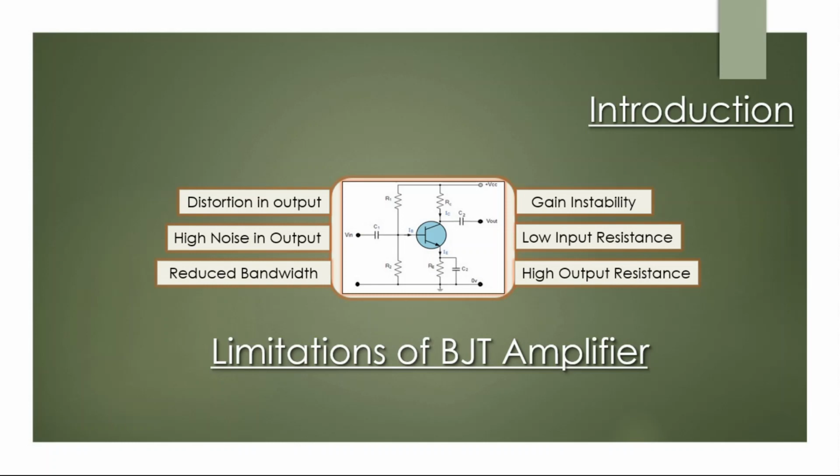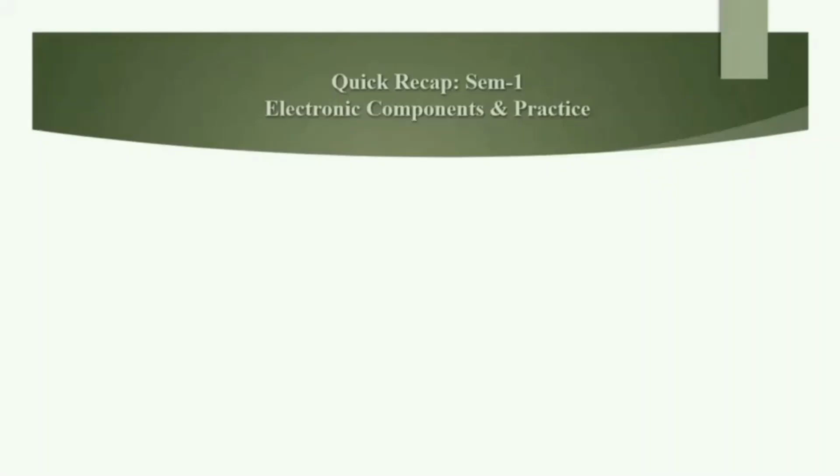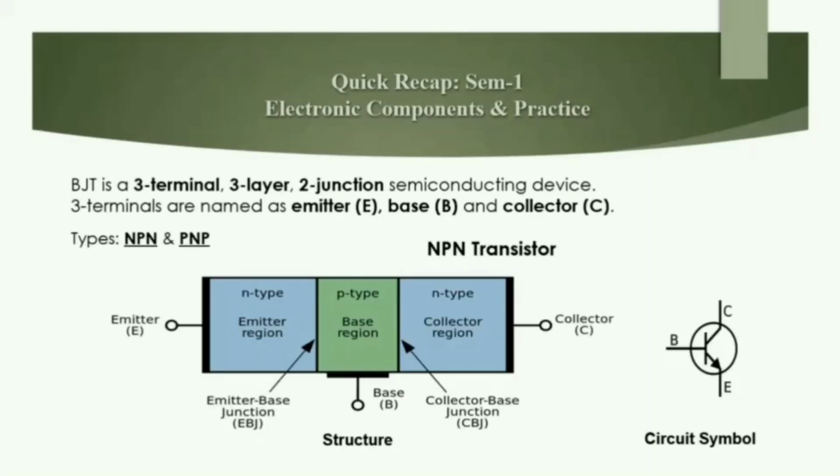In semester 1 subject ECP, you have learned a device named BJT, commonly called transistor. As you have studied, BJT is a 3-terminal, 3-layer, 2-junction semiconducting device. 3 terminals are named as emitter, base and collector. You have studied NPN and PNP, both types. We will be talking about NPN type of transistor.